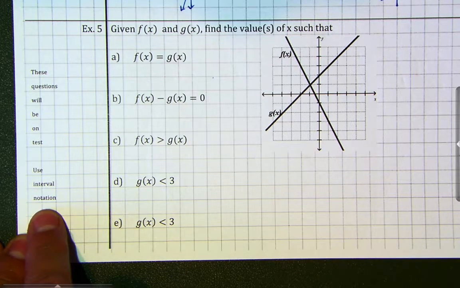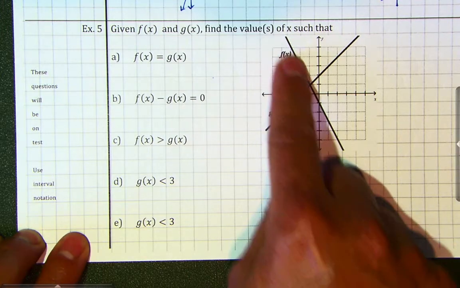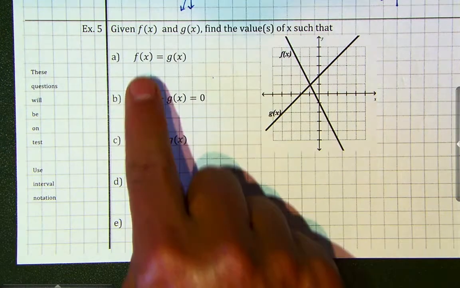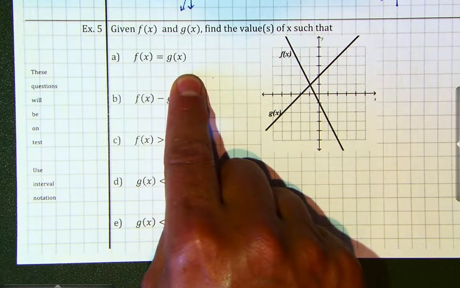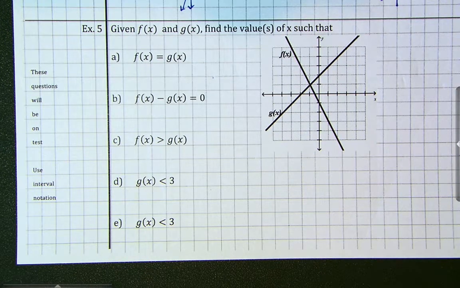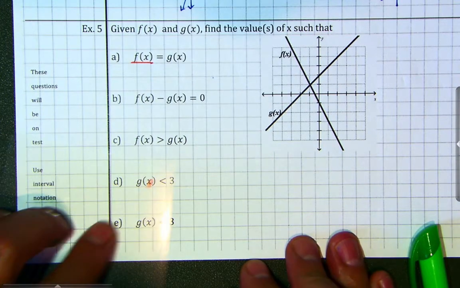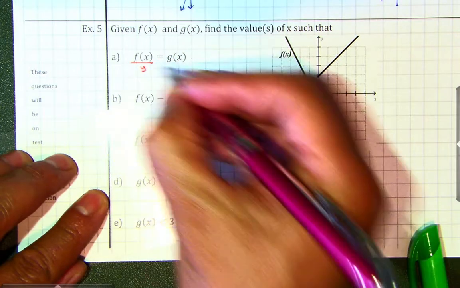And I need to use interval notation for some of my answers. So we have two functions, f of x and g of x. I want to find out when the values of f of x are equal to the values of g of x. And for this, you need to have a good understanding that whenever we talk about f of x, those are the y values of the function.